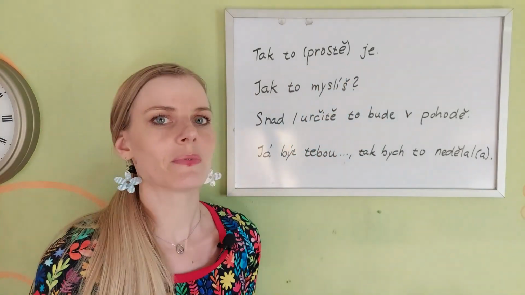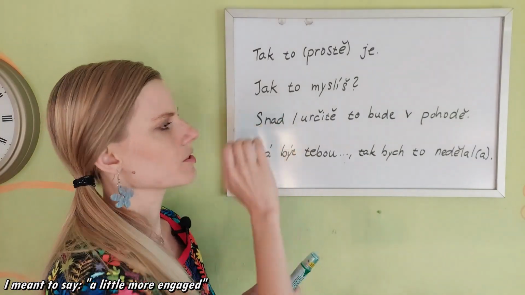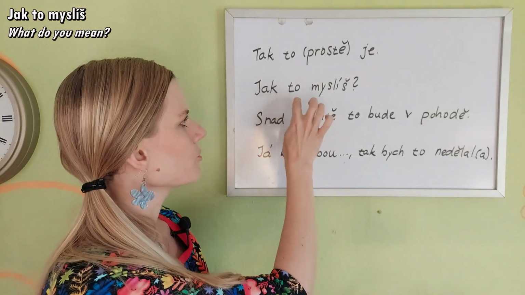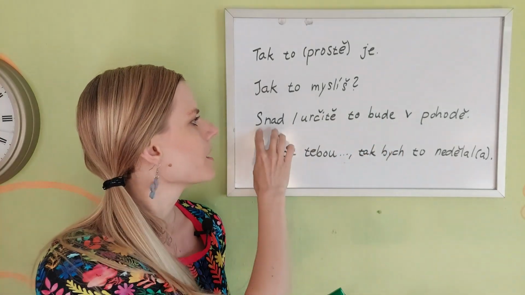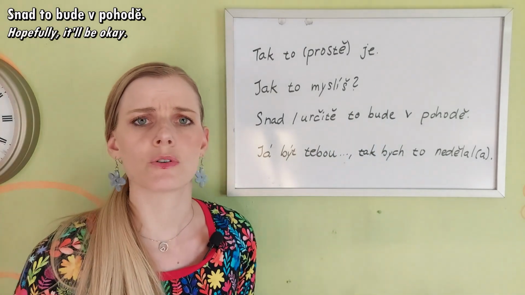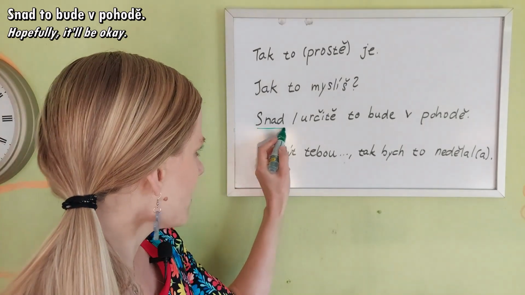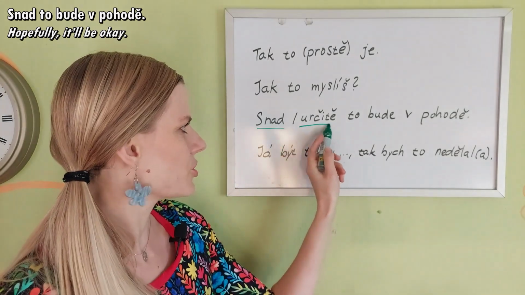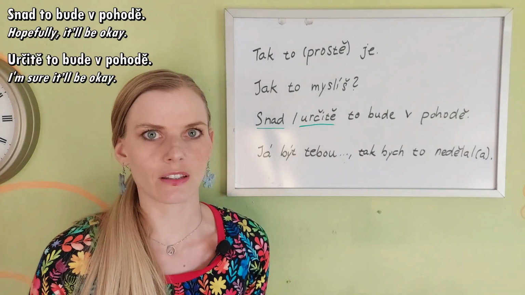You can maybe be a little bit more engaging and ask a question. Jak to myslíš? What do you mean? And you can also comfort your friend by saying snad to bude v pohodě. Hopefully it will be okay. You can choose snad, which means hopefully, or you can be more sure. You can say určitě. Určitě, which means for sure, definitely.